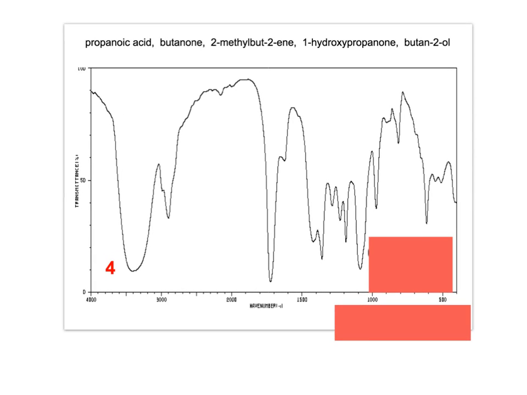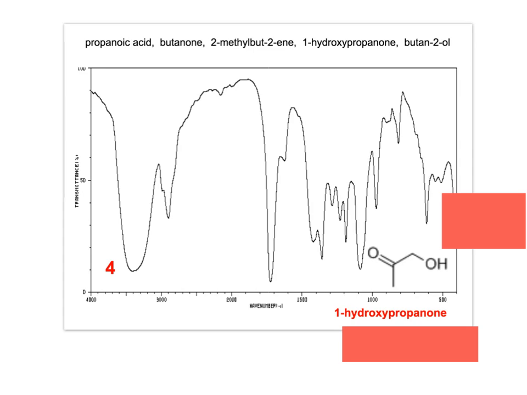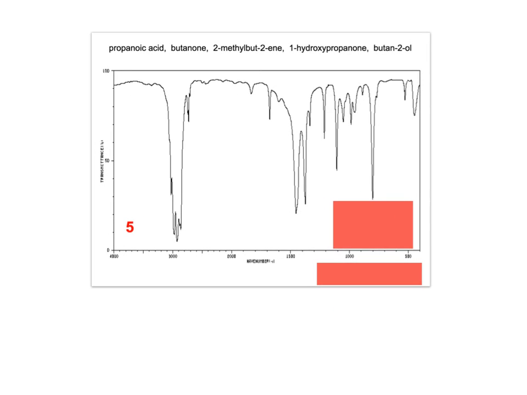So in this one we've got an OH, we've also got a C double bond O. You can see that because the CH bond and the OH bond are not joined together, this can't be an acid. So it's got an OH and a C double bond O. The only one we know that has that is hydroxypropanone, so this must be hydroxypropanone. So again, pause the video and try this one.